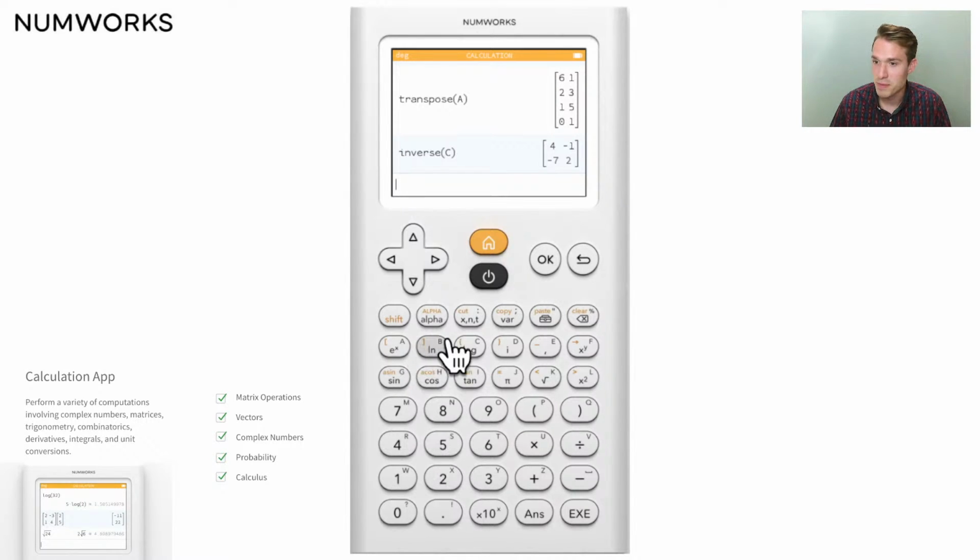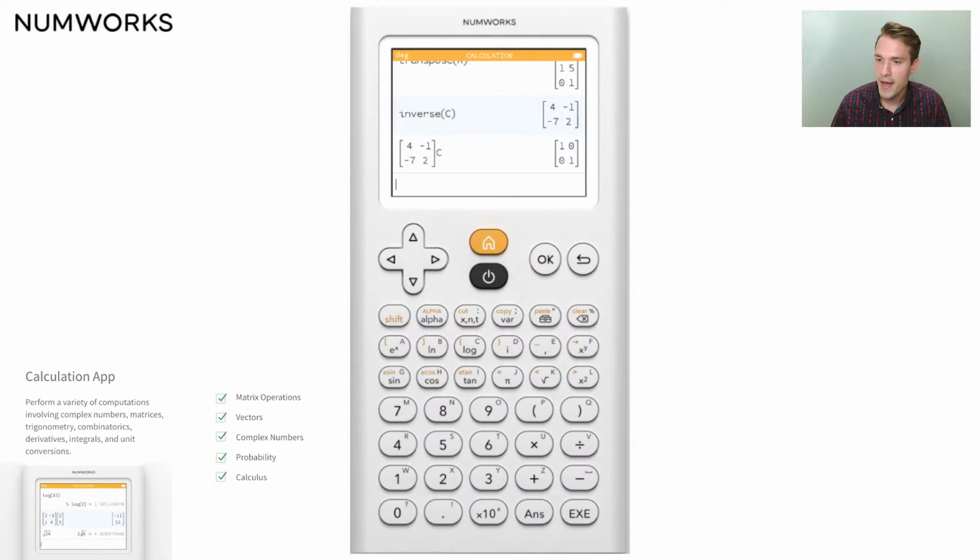We can do some matrix multiplication. Let's actually take that last result. I'm going to go up to the calculation history using the up key. Let's bring that matrix down and let's multiply it by matrix C. And since this is the inverse of C, we should get the identity matrix.